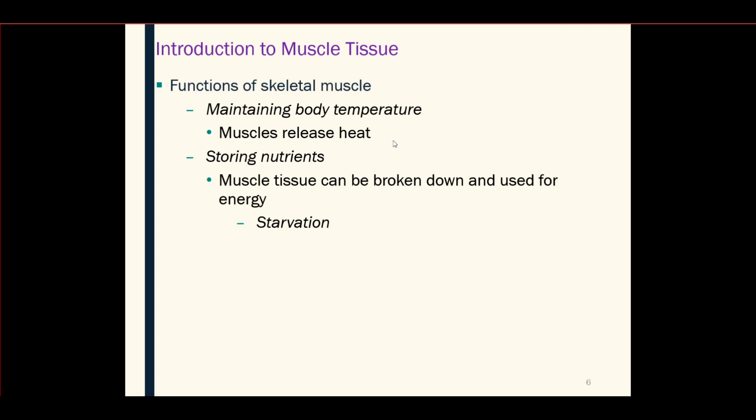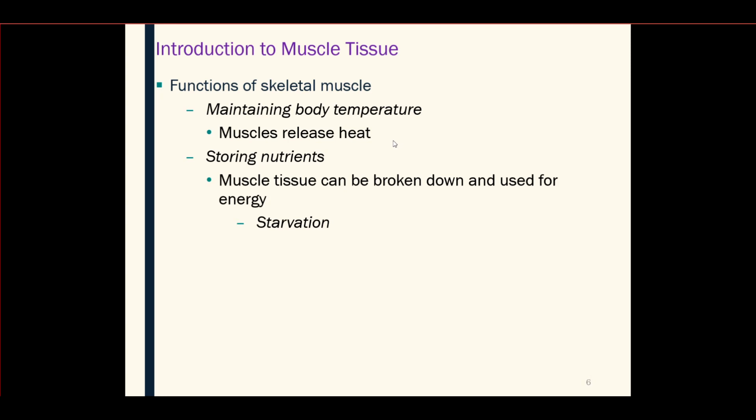Another function of skeletal muscle is it actually helps to maintain body temperature. We'll learn in subsequent lessons when skeletal muscle contracts, it releases energy in the form of heat. And you know this already because when you go to work out in the gym, let's say you run on the treadmill or you run outside or you do some weightlifting, when you do your workout, you get hot, and that's from the muscle contraction releasing the heat.